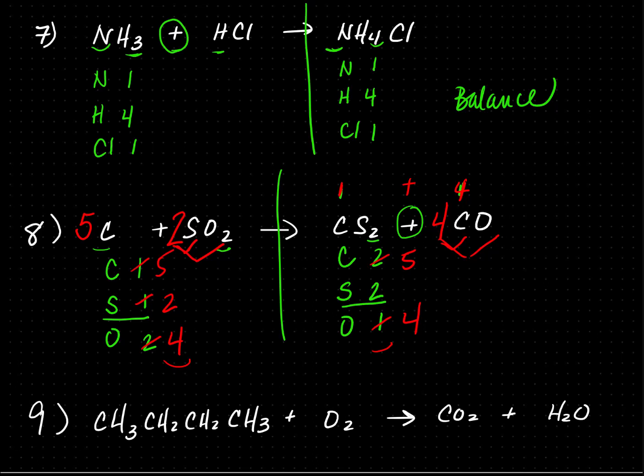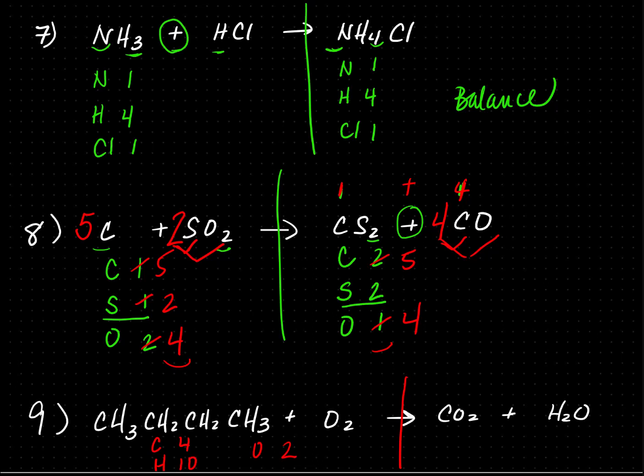Number 9, I'm going to separate my reactants and products. I'm going to recount my hydrocarbon to make it a little bit easier. So we know it's going to have carbon and hydrogen, and then we're going to have oxygen. So there's 1, 2, 3, 4 carbons, 3 and 3 is 6 plus 4, so that's 10 hydrogens, and then there's 2 oxygens.